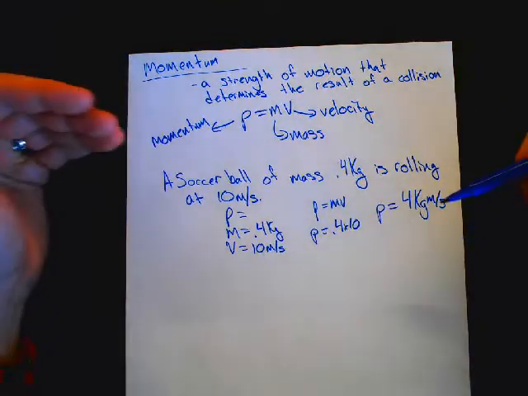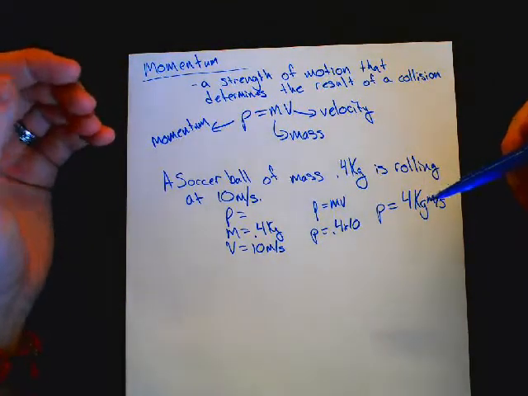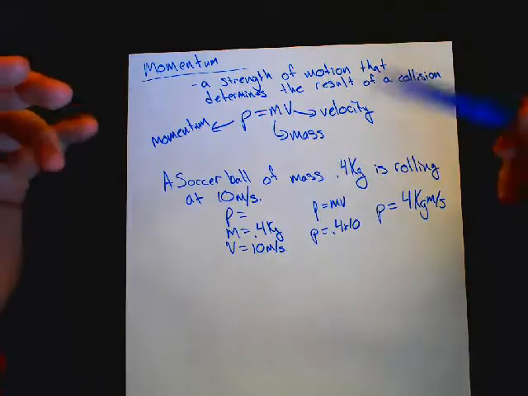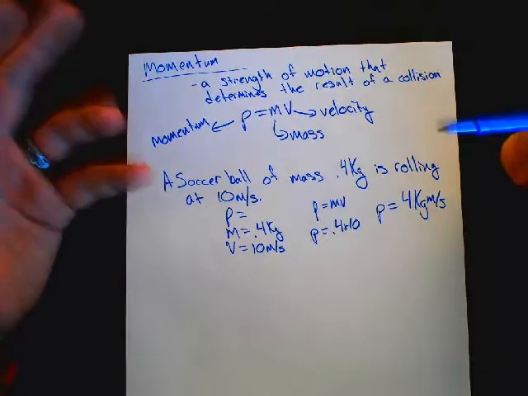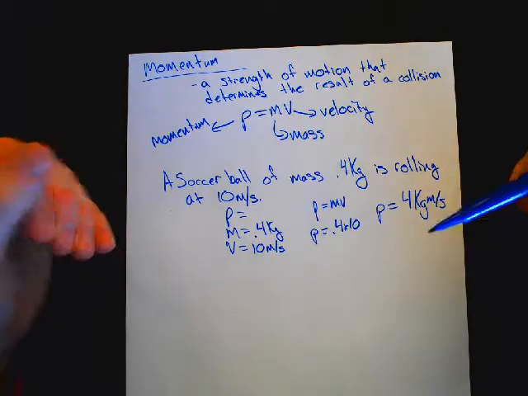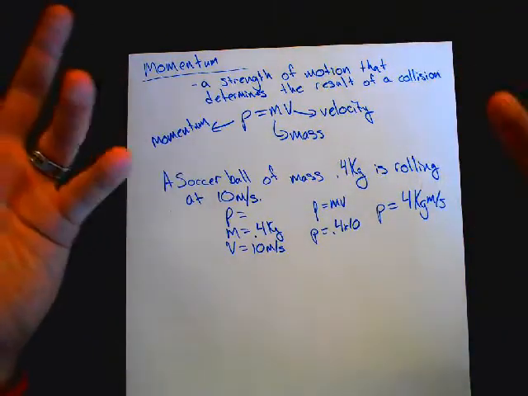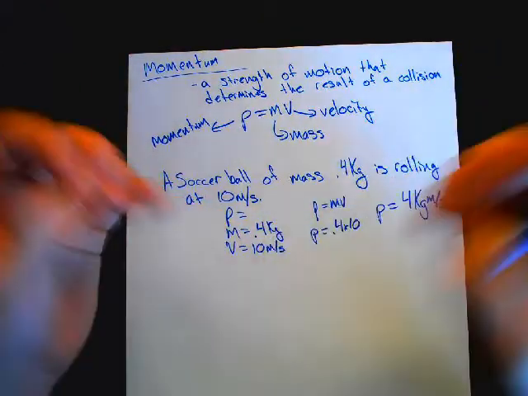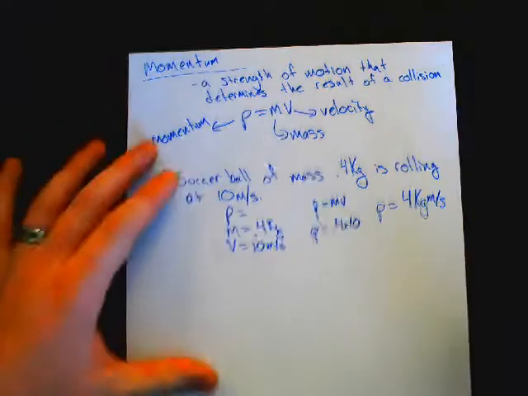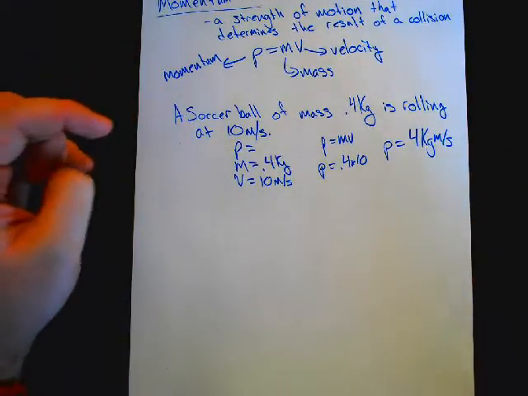But if I tell you a soccer ball is rolling with 4 kilogram meters per second of momentum, does that really tell you anything? Not really. And that's not just because momentum's a new concept for you. That's because that's not a useful piece of information. However, if we start to talk about it in terms of pairs, now it starts to be useful because momentum is a property that is conserved.